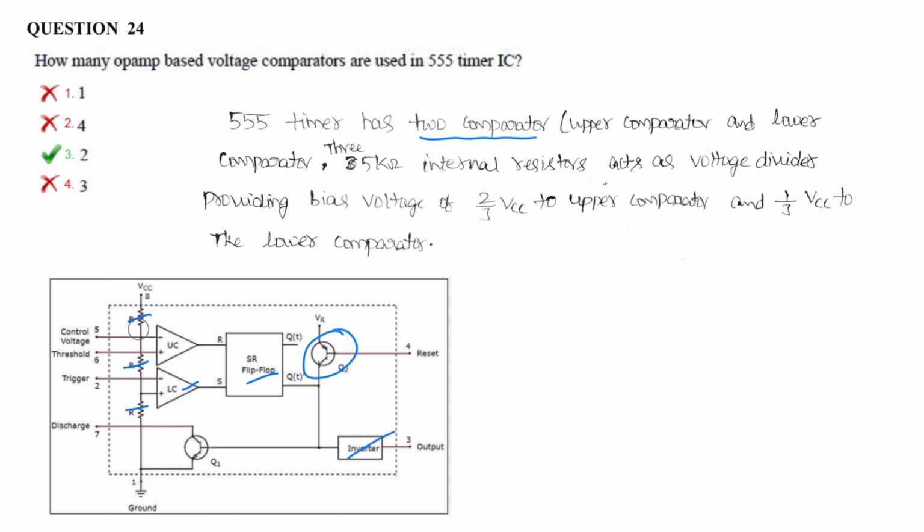So the correct answer is option 3. The number of op amps used in the 555 timer is 2.